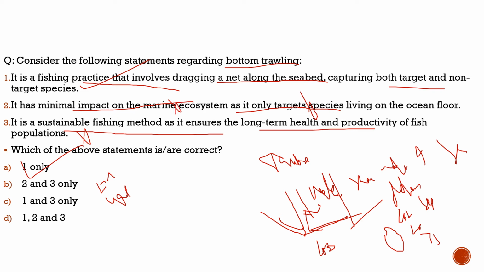So what does it mean? The first statement and second statement can't be in one option. So we can eliminate option D here. Then let's see the third statement. It says it is a sustainable fishing method as it ensures the long-term health and productivity of the fish population. So we get from this that statement 3 and statement 1 cannot be together because they contradict each other. So option C is not true either. So we are left with options A and B only. Here we know the correct answer is that it is the fishing practice that involves dragging a net along the seabed, so it would be the correct answer.